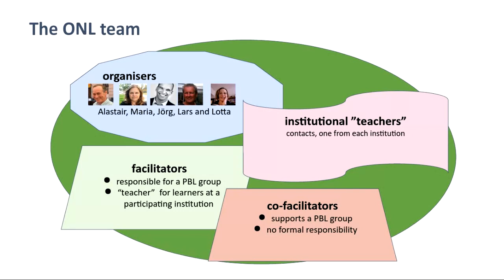But the ONL team, yeah, like as Lars introduced, we are the co-organizing team, which you see on the top left corner. Then from all the partner universities, we have one institutional teacher, one contact person from each institution. We have, what did we say last, 15 partner universities at the moment. Globally, which is very fascinating and fantastic. University of Melbourne. Thank you, Meredith.